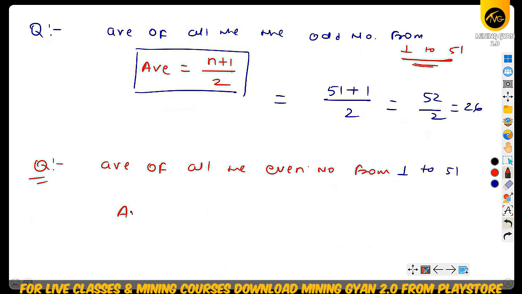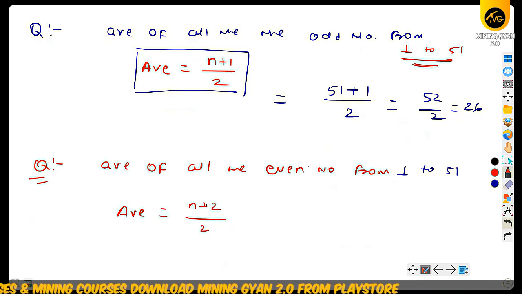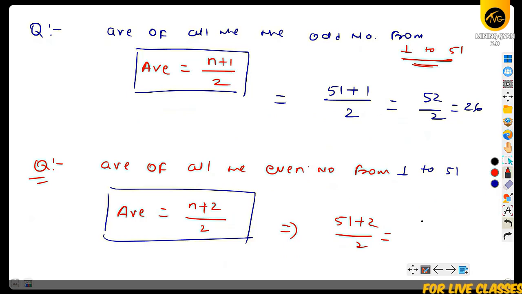So the formula will be average is equal to n plus 2 divided by 2. So the answer will be n is 51 again, plus 2, divided by 2. So what will be the answer? 50. Sorry. Okay, 50.